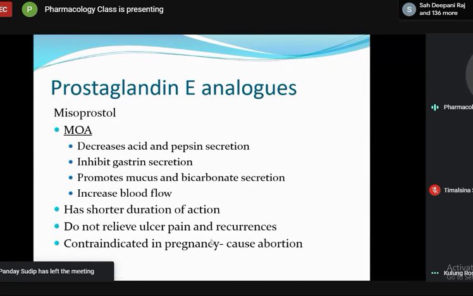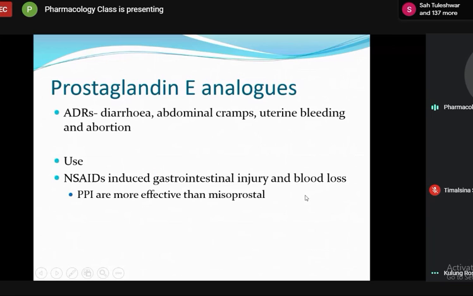They have a very short duration of action. Prostaglandin E analogs are contraindicated in pregnancy because they cause abortion. So adverse effects of misoprostol are diarrhea, abdominal cramps, uterine bleeding, and abortion in cases of pregnancy. It is effective in NSAIDs-induced GI bleeding or GI ulcer, but however, the more effective are the proton pump inhibitors.